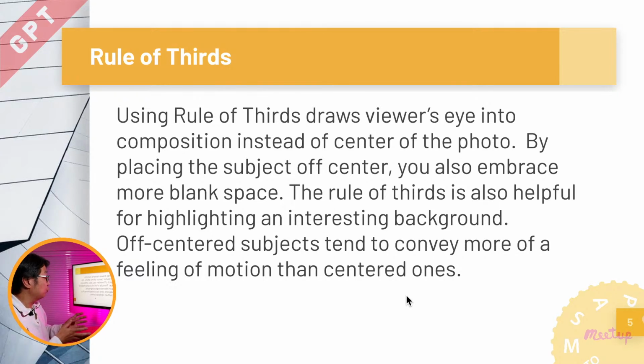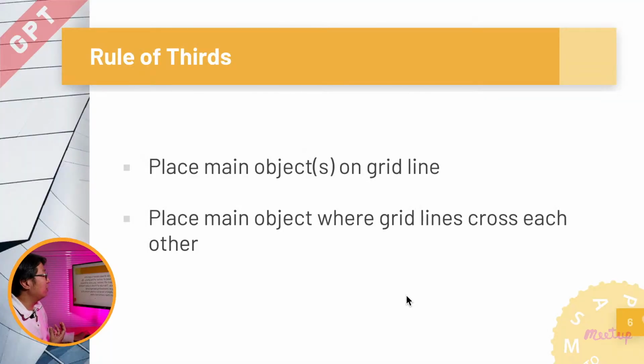An off-center subject tends to convey more of a feeling of motion than a centered one. For one thing, when we read a book, for example, most of us are used to starting from the top left corner and continuing from there. So in the rule of thirds, we can use this idea and place the main subject on the grid lines, and also where the grid lines cross each other.